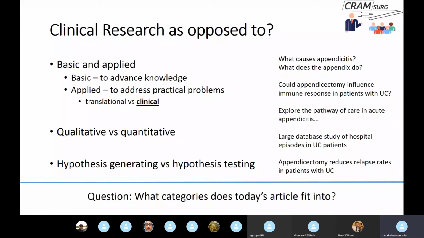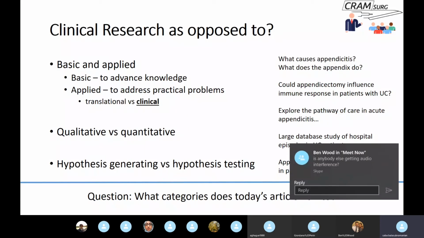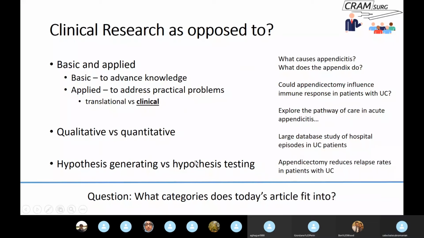So, based on this slide, could I ask Adam to explain what categories today's article fits into, Adam?